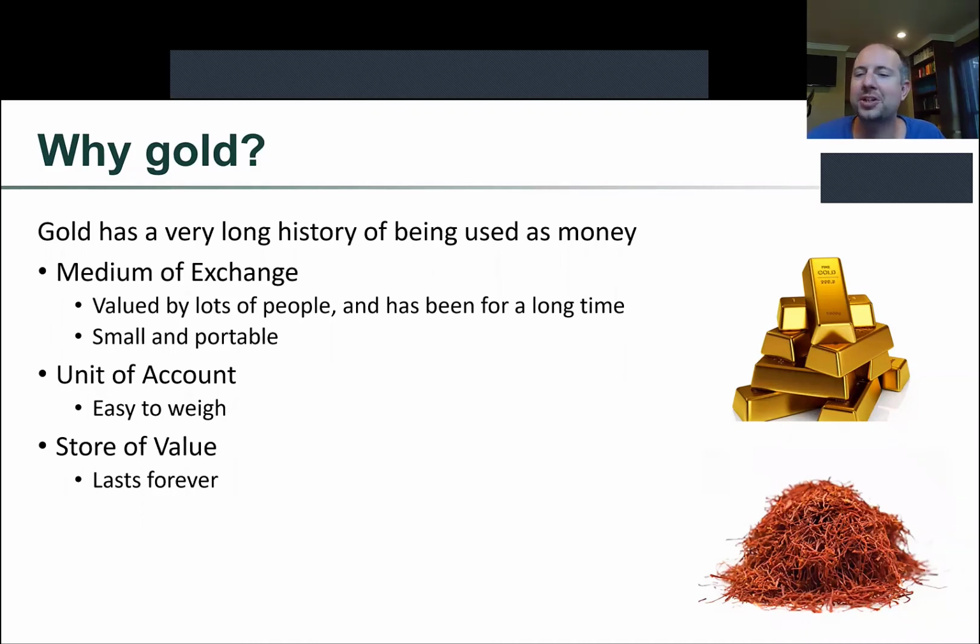Okay. The picture on the bottom is saffron. If you know anything about saffron, it's that it's extremely expensive. It's in paella, and I'm sure it's in other stuff. I bought it once. It was some tiny amount in a capsule that was $12. It was like one strand. So anyway, saffron fulfills the first two. It's small and portable. It's something that's been valuable a long time. It's easy to weigh saffron, but it does not last forever. If it's like any other food product, it's going to dry out, lose its flavor and go bad.